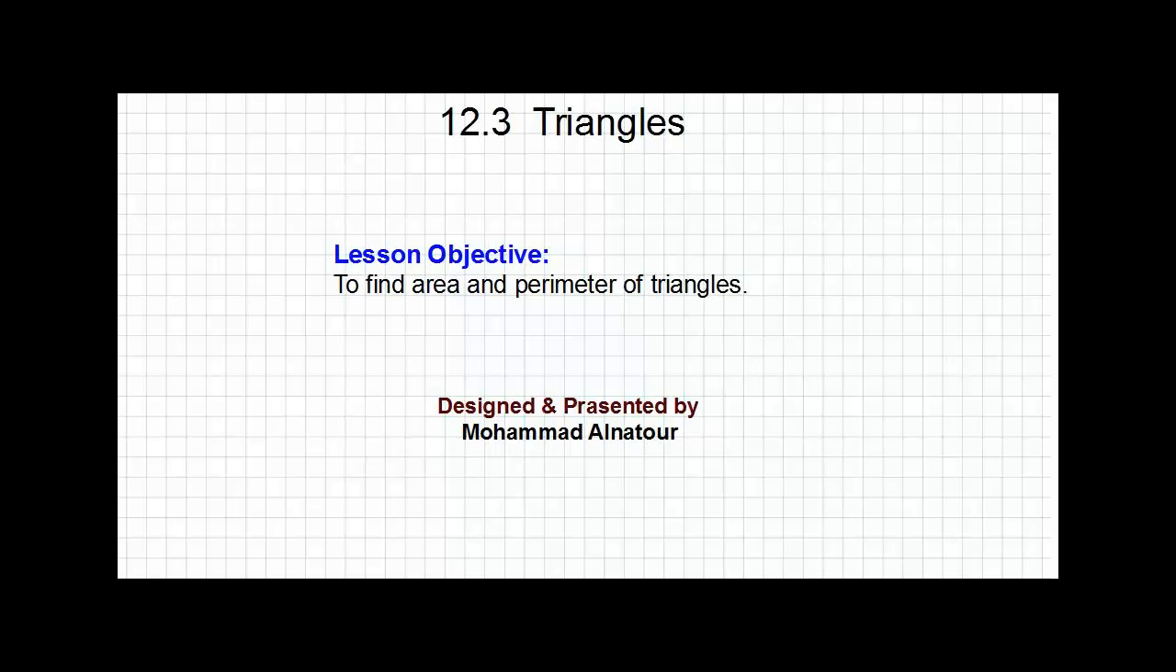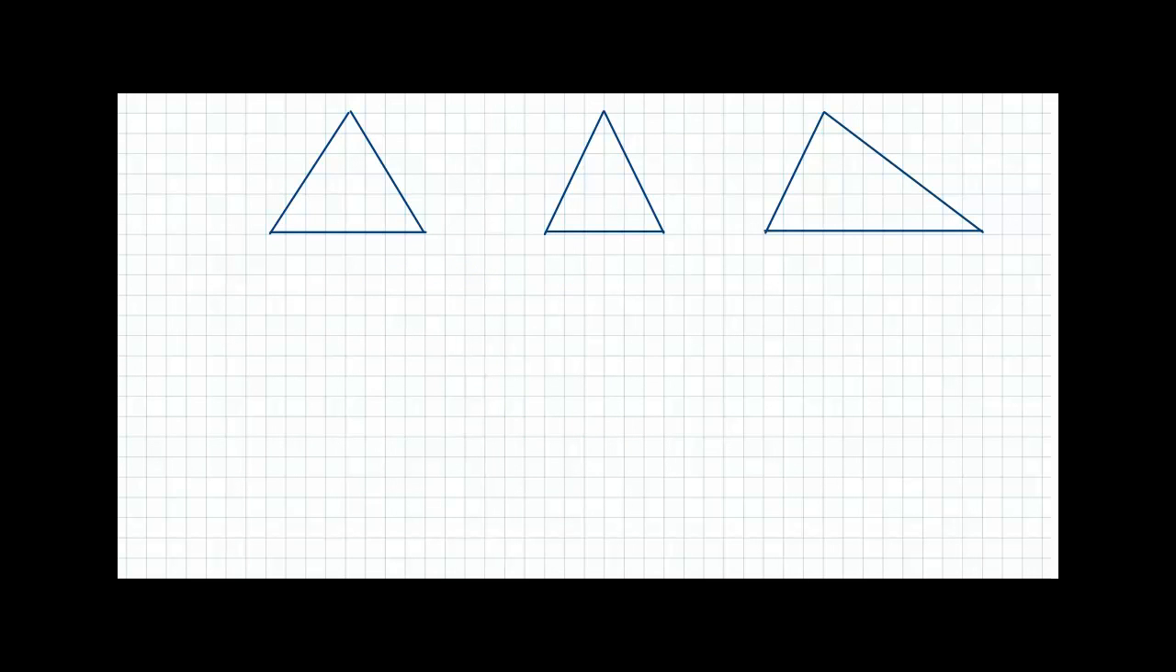A triangle is a polygon with three sides, but there are different kinds of triangles. We can classify triangles with respect to their sides. Some triangles have three equal sides, some have only two equal sides, and others have three different sides in length. If we have a triangle with three equal sides, we call it an equilateral triangle.